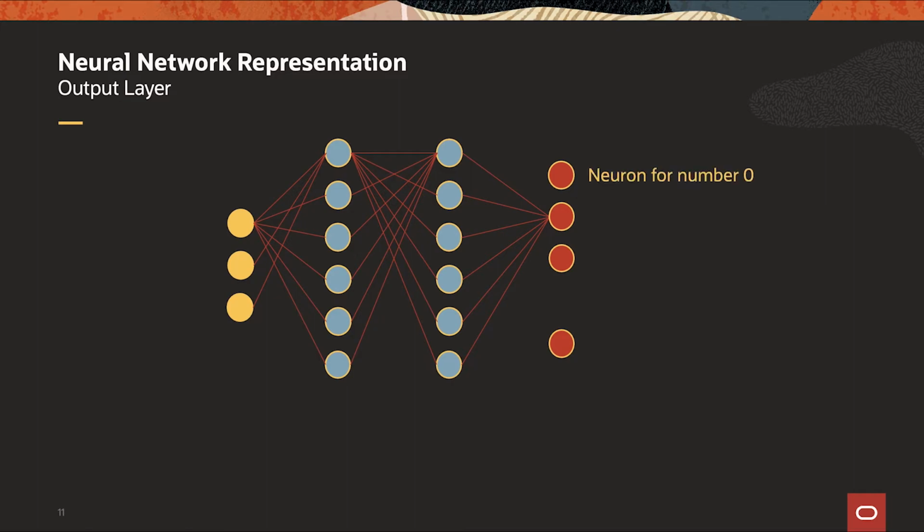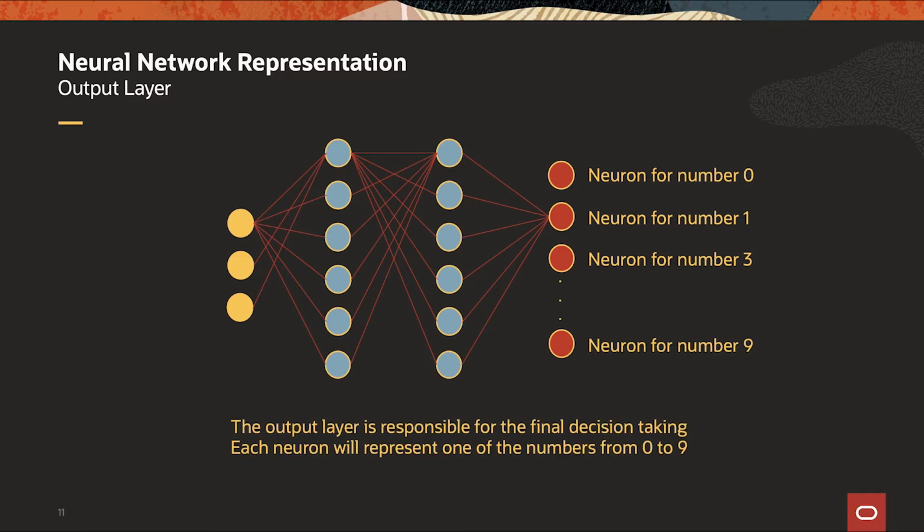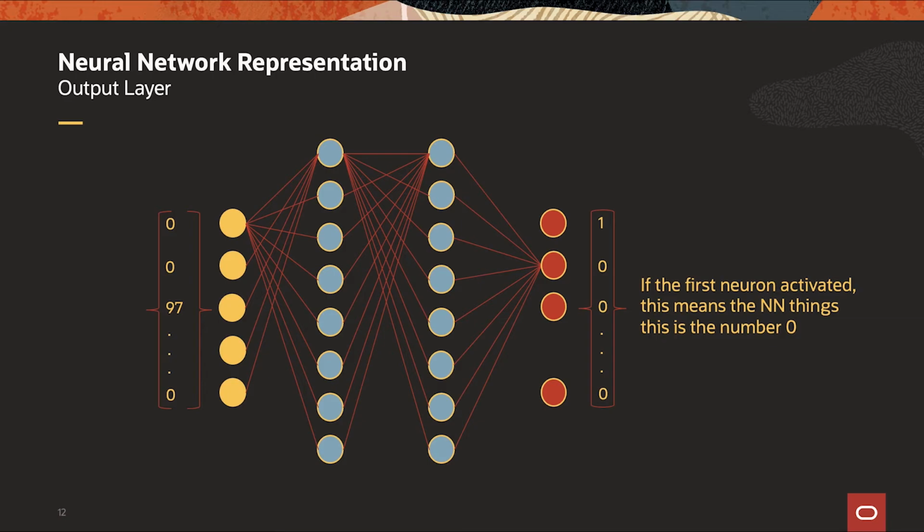The difference with the output neurons, however, is that every neuron will have a specific meaning. So the first one, for example, will account for the number 0, the second one for the number 1, the third one for the number 2, and so on until the number 9. So the output layer is going to be responsible for the final decision taking, and each neuron will represent one of these numbers. So what does this representation really mean?